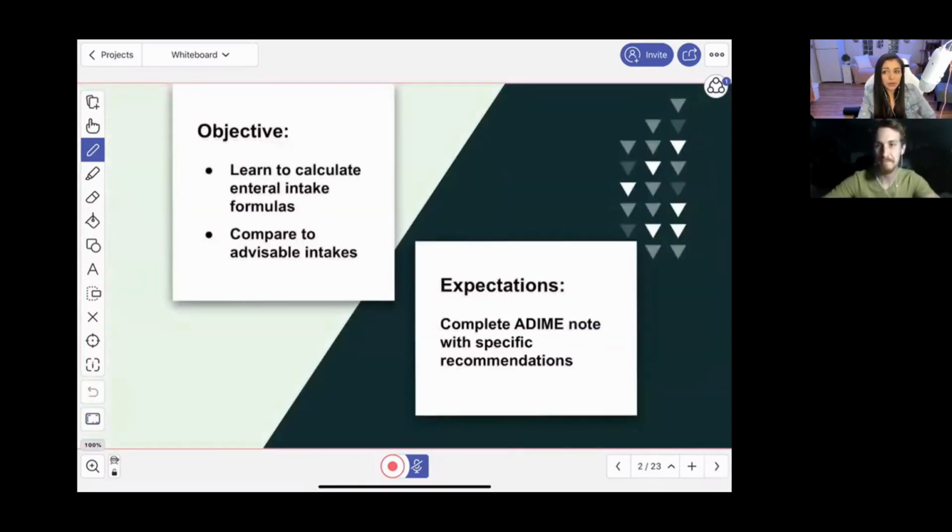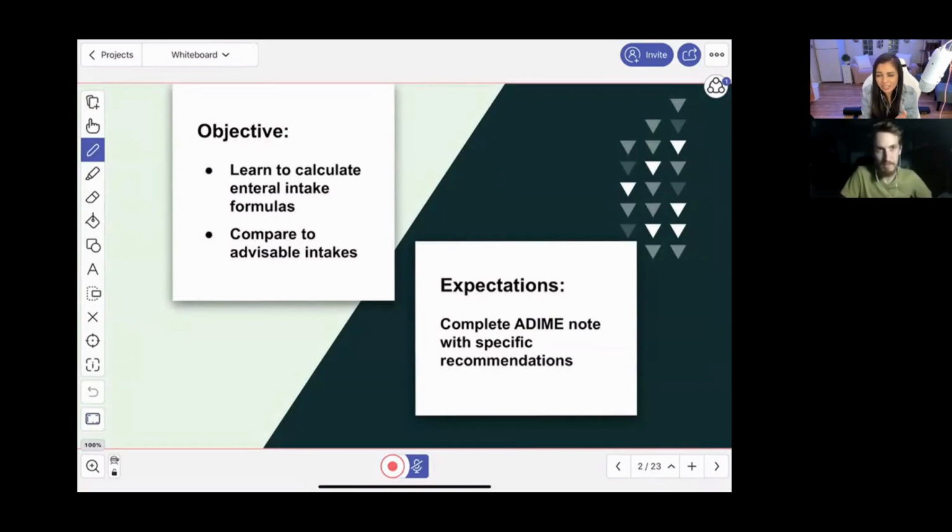So today we are going to actually complete our first ADIME notes together. We're actually going to be calculating enteral nutrition. The last 2 weeks, we've been calculating parenteral nutrition for our preemie babies. So this week is going to be a little bit different.